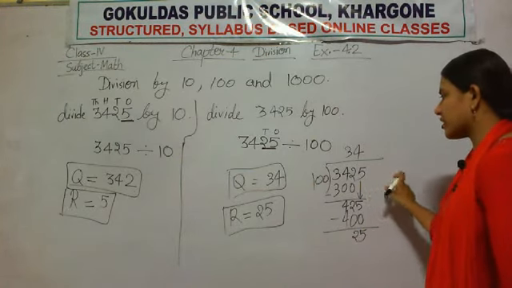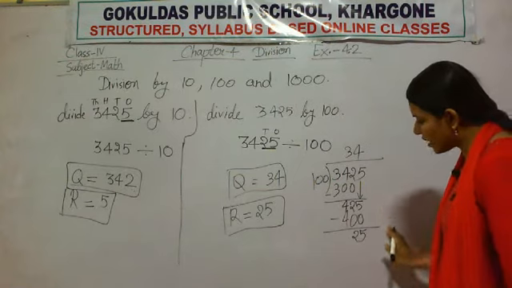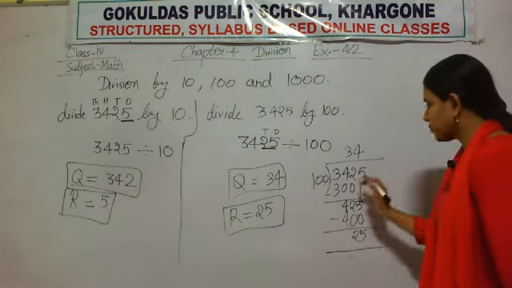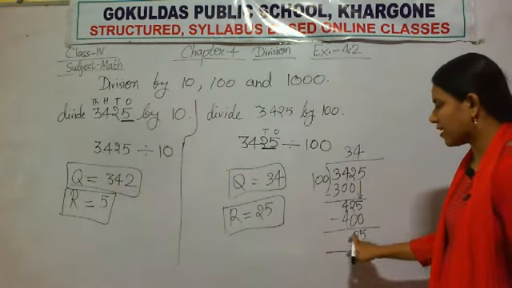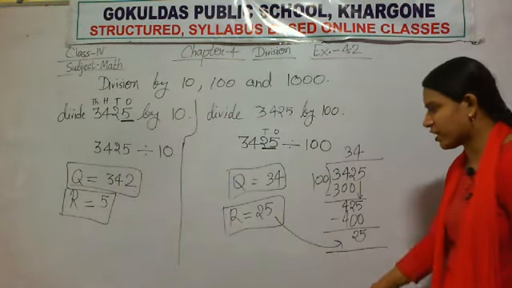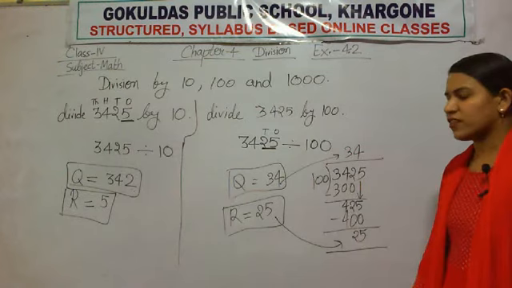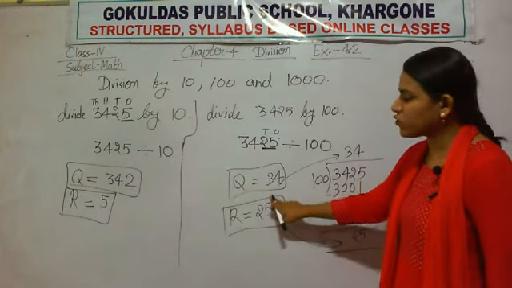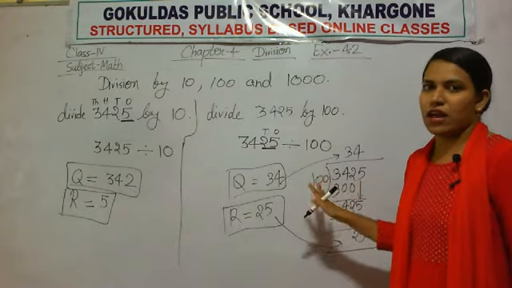Now here no digits in the given number are left, so we will stop our division process here. Okay? So observe here, your remainder is 25 and quotient is 34, right? So when we perform actual division and when we use the trick, both our answers are correct.